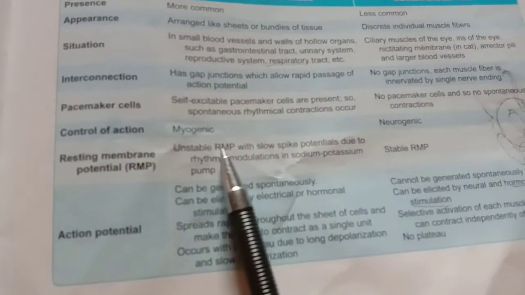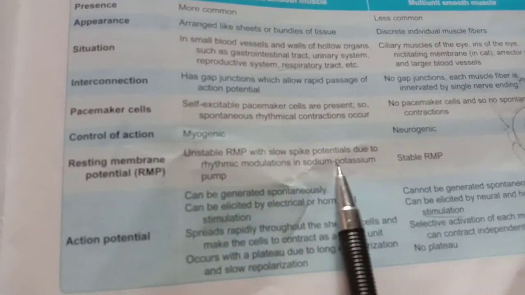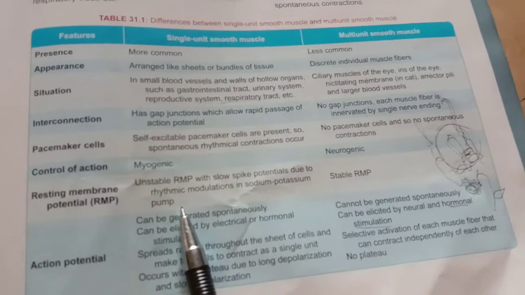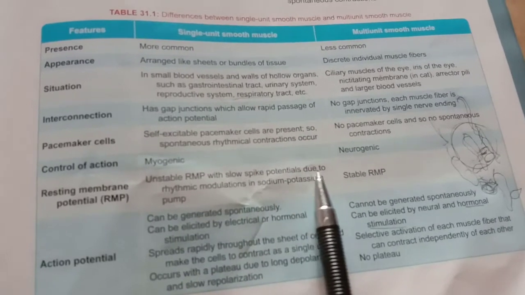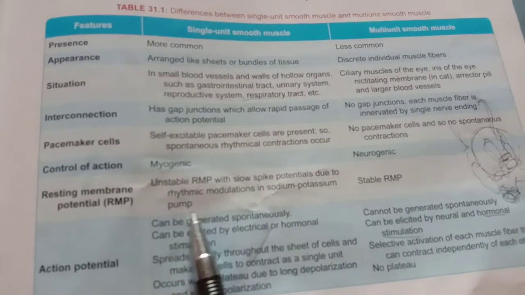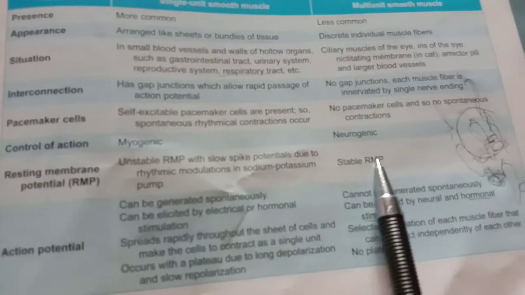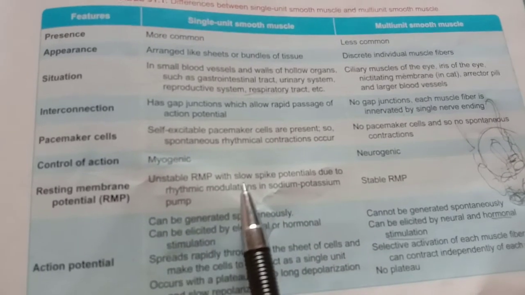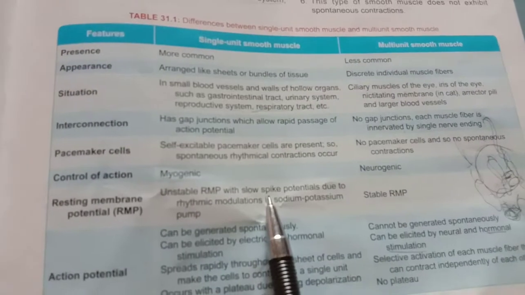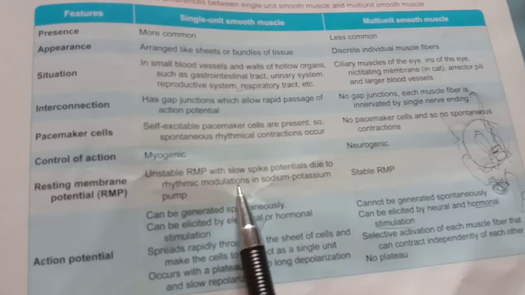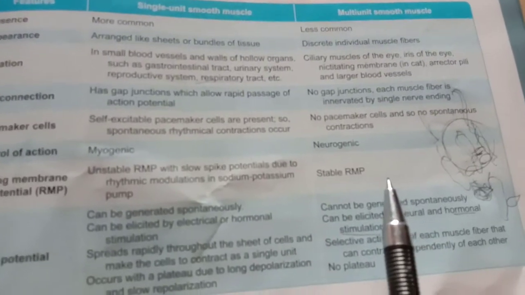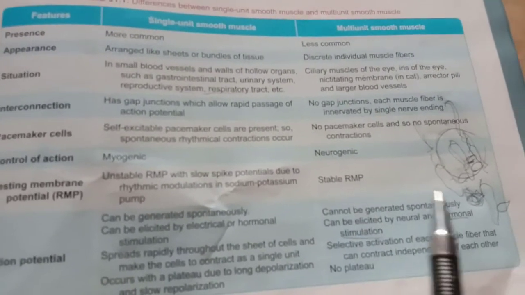Now resting membrane potential. Unstable RMP with slow spike potential due to the rhythmic modulation in the sodium potassium pump. Okay, now this is a stable RMP. As in this, in the sodium potassium pump there are only calcium ions, so sodium potassium is absent. But in multi-unit smooth muscle, a stable RMP is present.